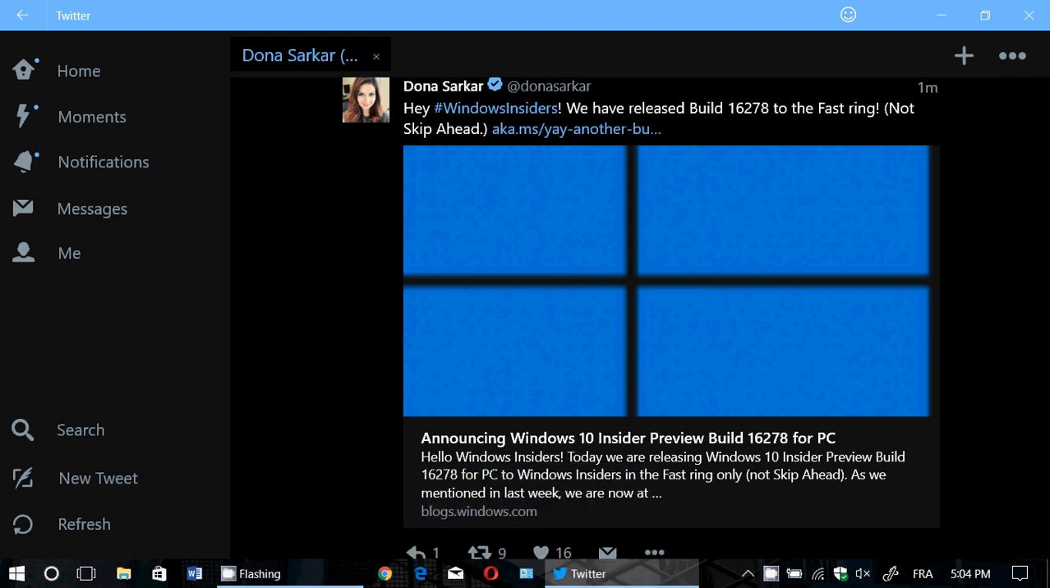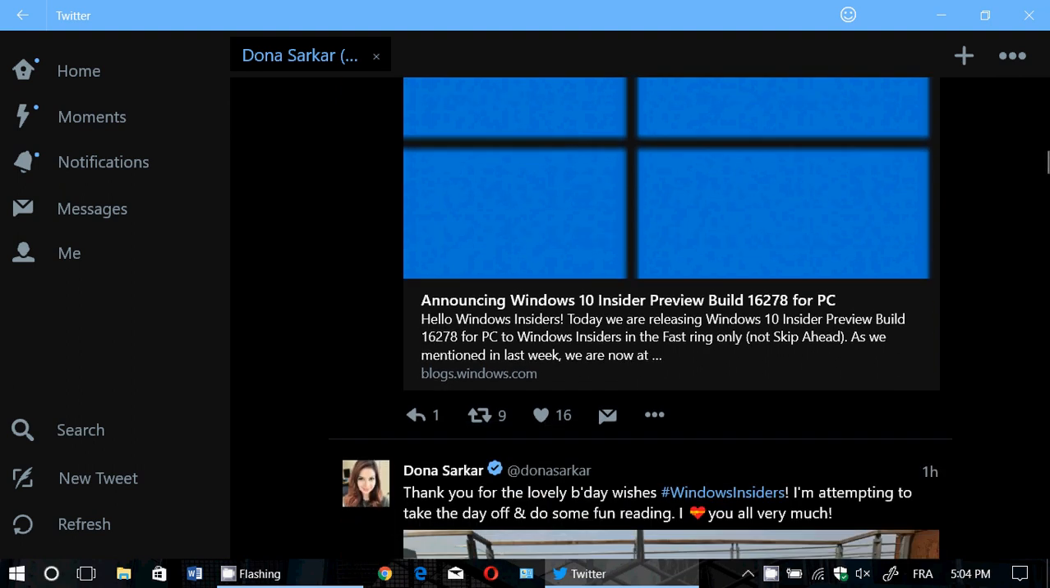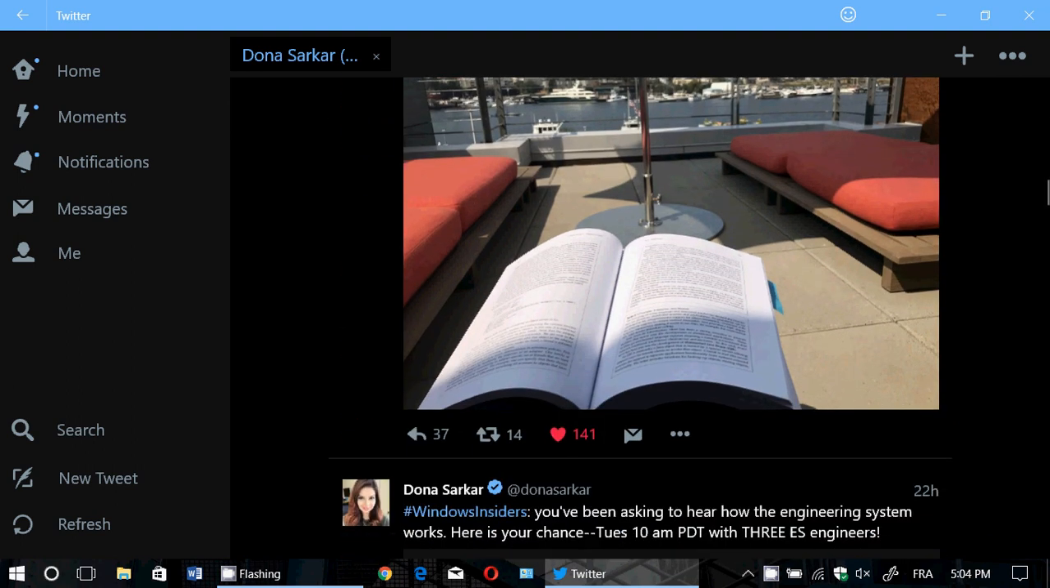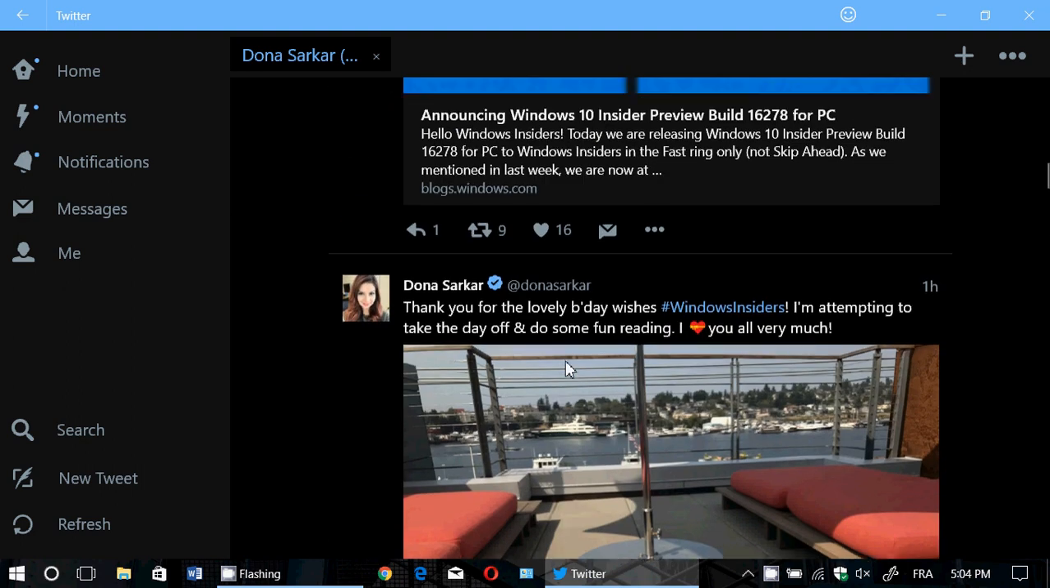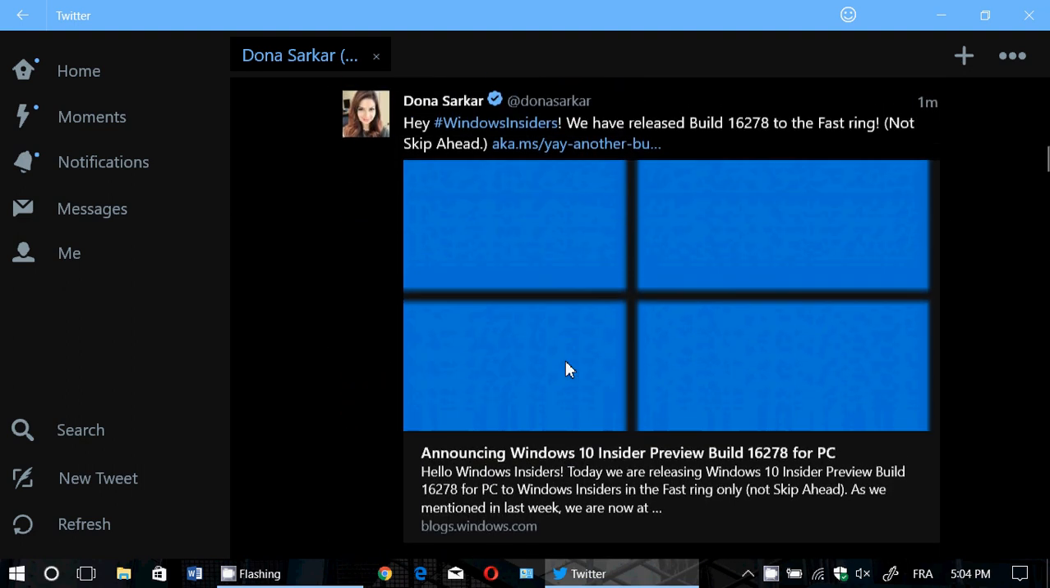Sorry for the audio, but here it is. Dhanasekhar had teased us an hour ago with this picture showing a build number right here on the right side of that book on the blue paper. Well, it's here now. Build 16278, the fast ring is here.